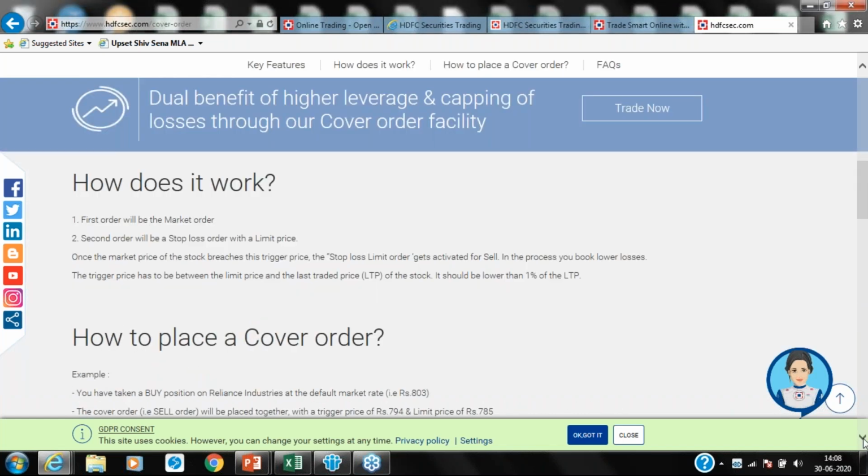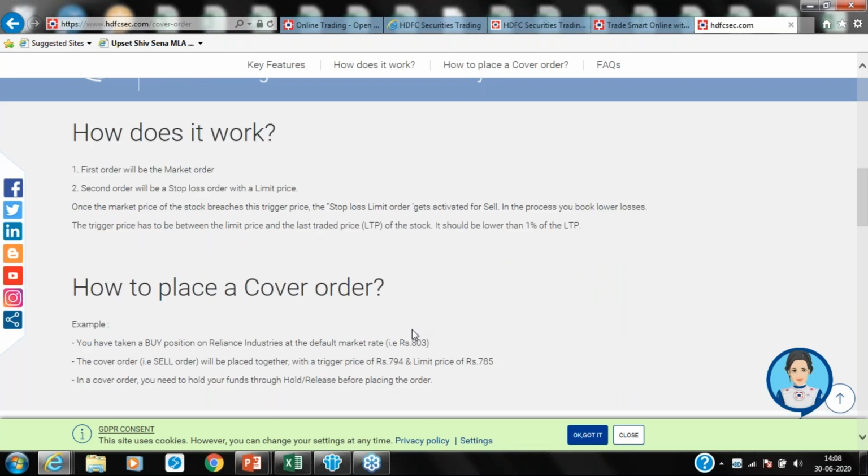Now coming to the cover order page, how it works. Basically, the first order will always be the market order.